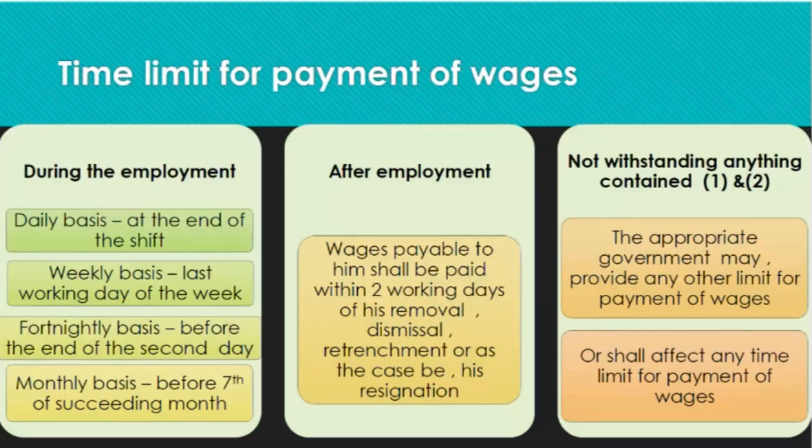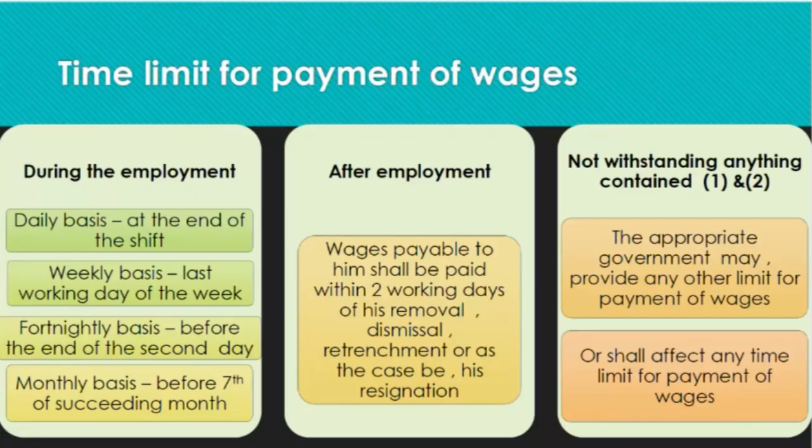So daily wages will be paid at the end of the shift. On the shift end, when the employees leave, you have to pay the wages. Weekly basis, the last working day of the week, so Monday to Saturday you have to pay the wages. Fortnightly basis, 2 weeks once, so 2 days after the end of the fortnight. For the first fortnight ending on the 14th, you need to pay by the 16th, 2 days from the end of the fortnight.